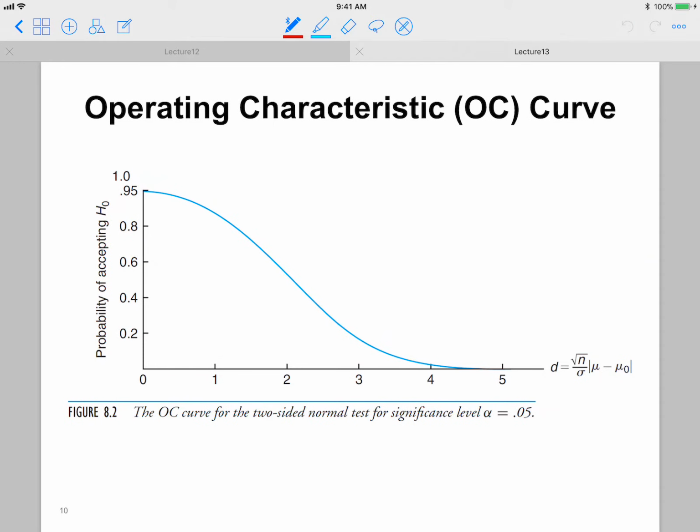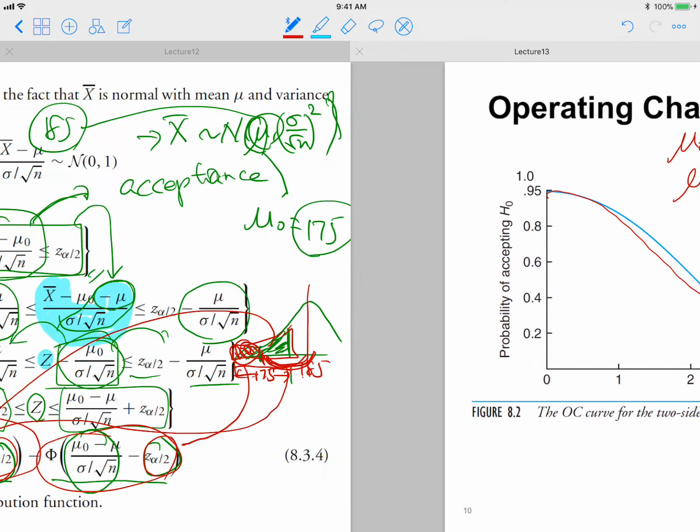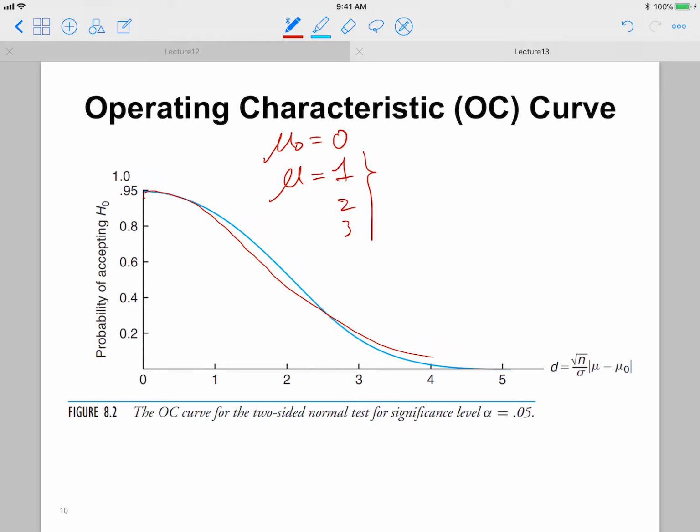Okay. And if mu 0 was 0, and if mu was 1 or 2 or 3 and so on, when the alternative hypothesis is true, of course, in that case, we can compute this corresponding beta, or the probability of type 2 error, and then it will have this kind of thing. So that is called an operating curve.